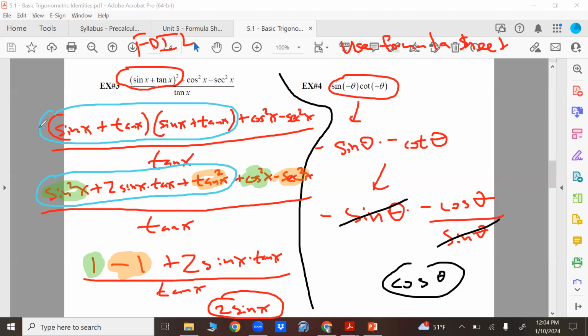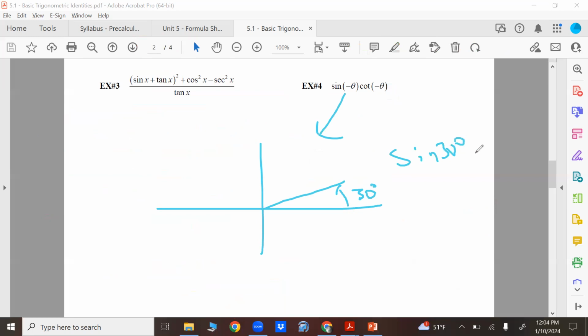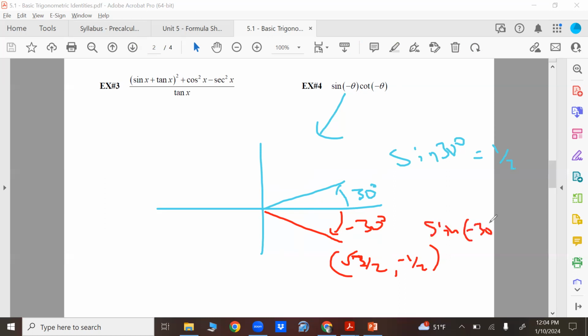One thing I want to mention about these guys here. Think about the unit circle, right? So you've got 30 degrees. What's the sine of 30 degrees? It's just the y coordinate, which is 1/2. Now, what if I went the other direction? Negative 30 degrees. The coordinates there are √3/2 still, and negative 1/2. So what's the sine of negative 30 degrees, guys? What's the y coordinate at negative 30 degrees?